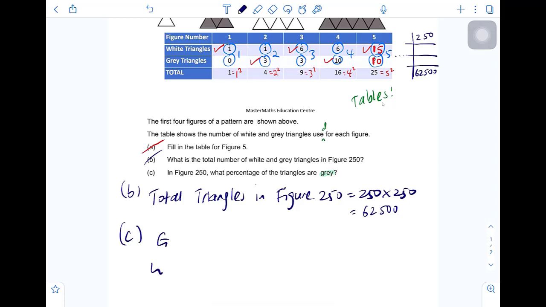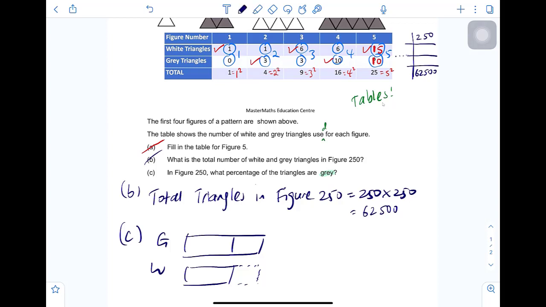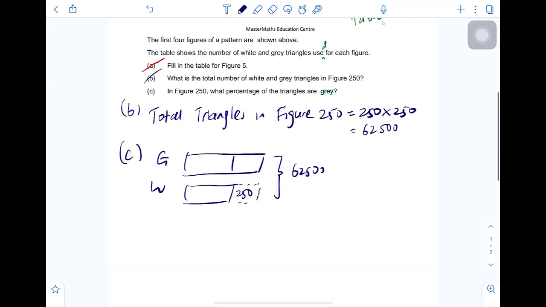So there will be more grey than white. More by how much? More by your figure number. Remember we were saying the difference between white and grey is always equal to your figure number. So since we are looking at figure 250, the difference will be 250 here. And we know the total is 62500. And then we can find the number of grey triangles, and then we can find the percentage. How do you do this? 62500 plus 250. Why? Because you need to make up this box here that is missing.